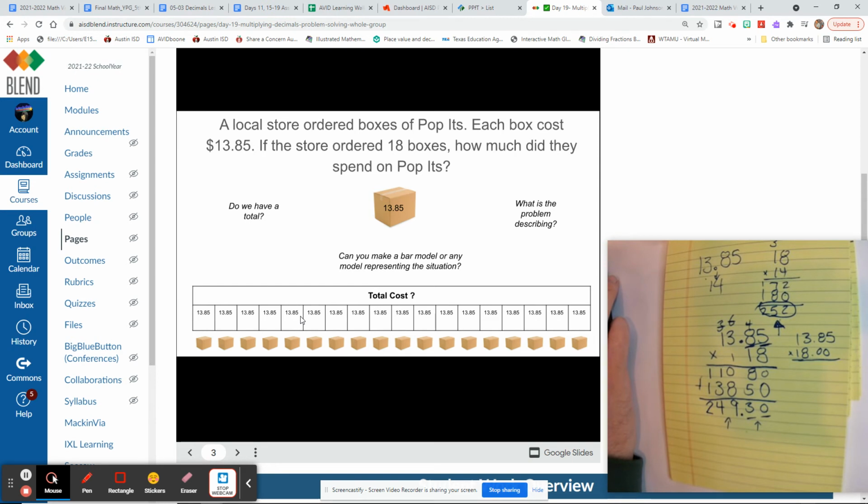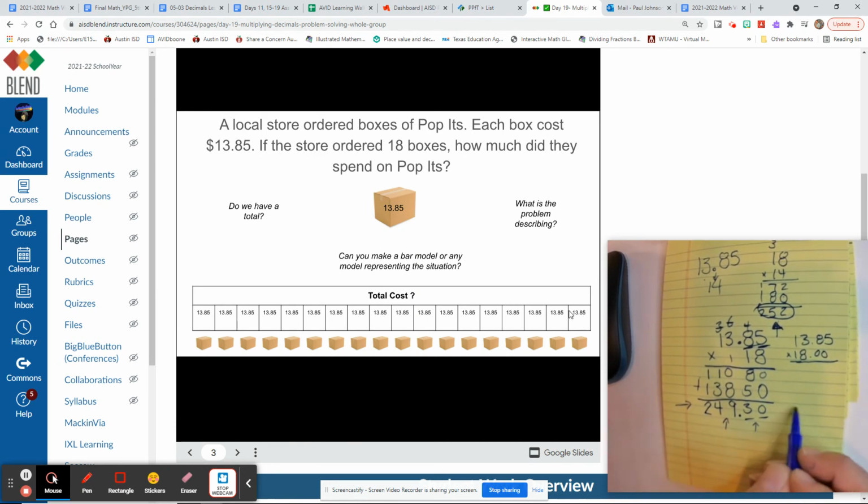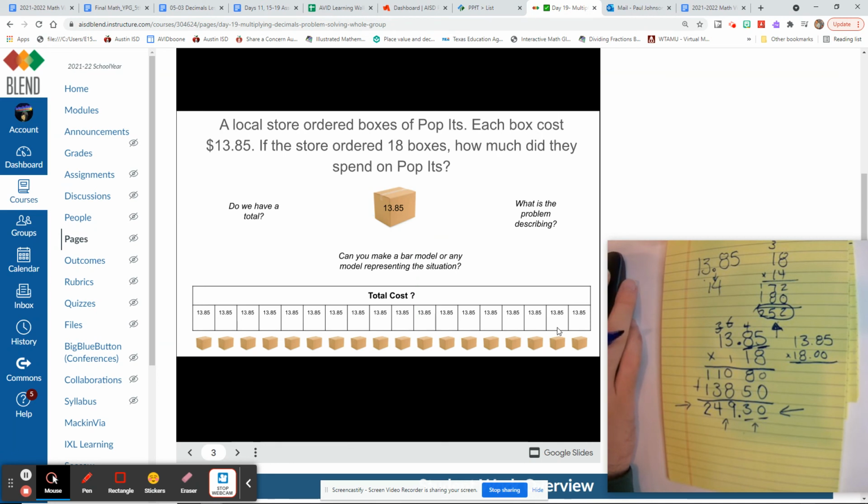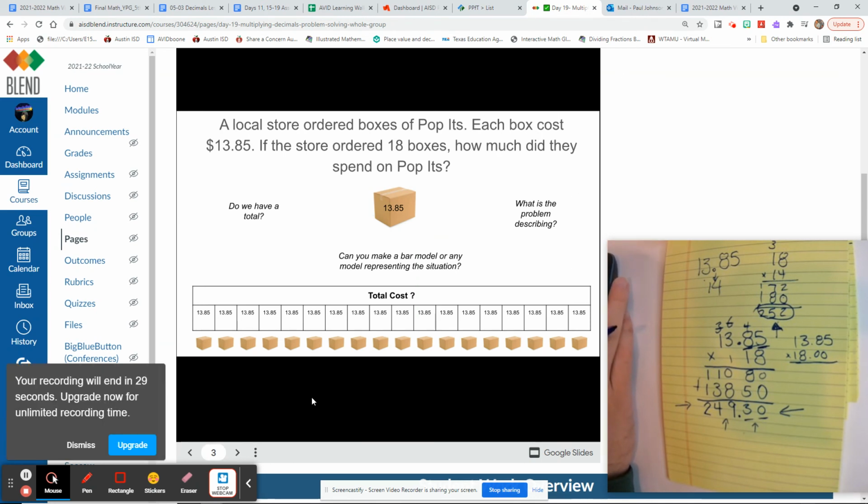1, 2, 3, 4, 5, 6, 7, 8, 9, 10, 11, 12, 13, 14, 15, 16, 17. And I lost my mouse. 18. There it is. All right, so 18. So we're trying to find the total cost. Good thing we know how to multiply using the algorithm. We've been working on that. So we know the total cost is $249.30.